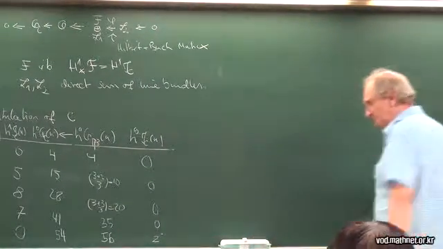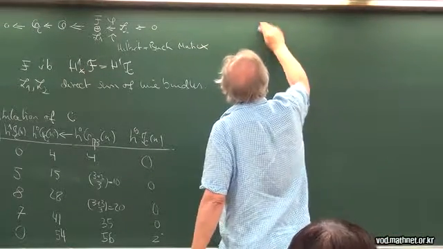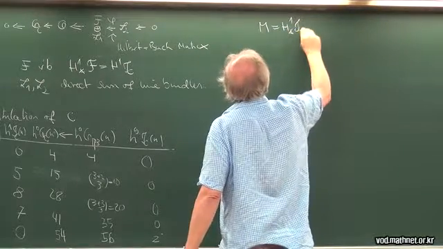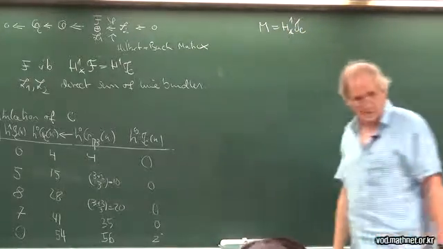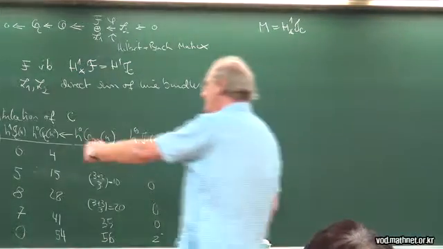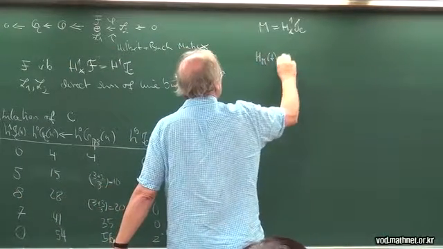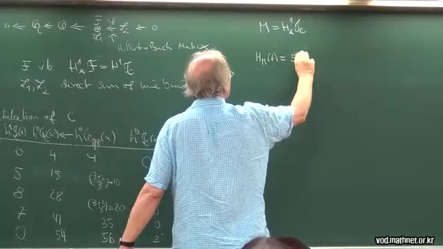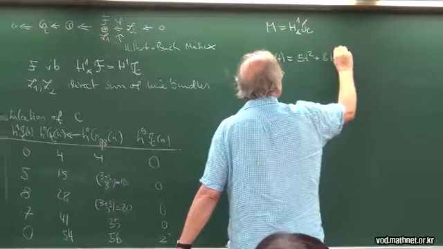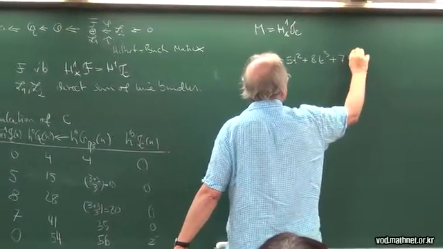So I do know the Hilbert function of the Hartshorne-Rao module. Let M be H^1 of the ideal sheaf, the Hartshorne-Rao module. This is a finite length module, so the Hilbert function H_M(t) will be 5t^2 + 8t^3 + 7t^4.